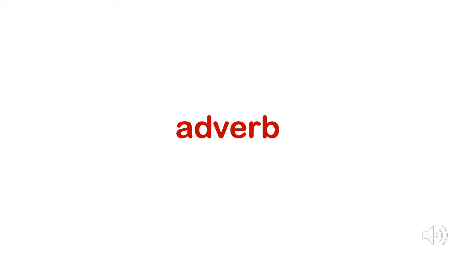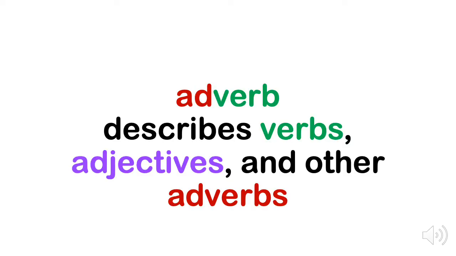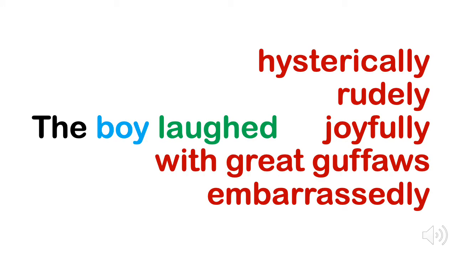Now let's examine adverbs. While adverbs most commonly describe verbs, they can also describe adjectives, as well as other adverbs. In this example, the noun boy is doing the past tense verb of laugh. And any word or phrase which describes how the boy laughed, in other words, describes the verb, is an adverb.